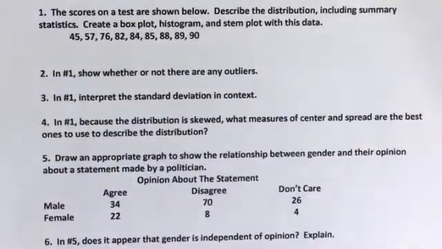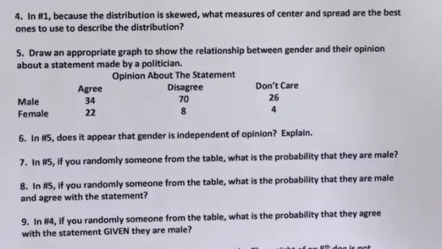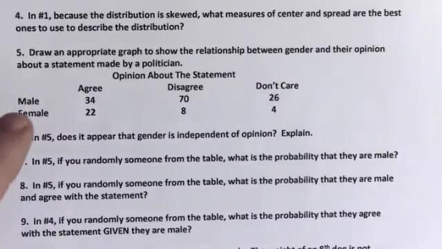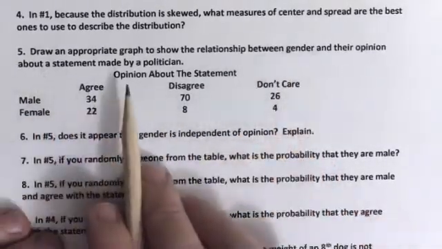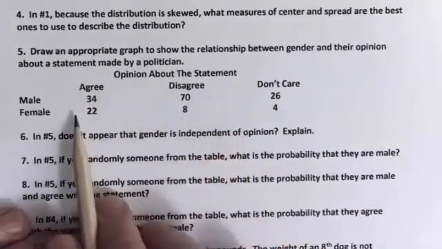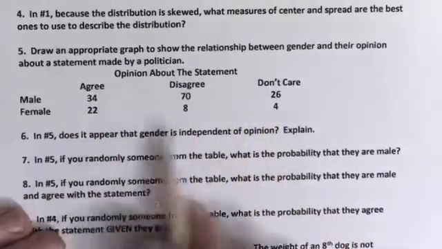All right, so then number 5. That's all that I did with quantitative data. Now let's look at some categorical data where we have categorical variables. This says draw an appropriate graph to show the relationship between gender and their opinion about a statement made by a politician. So it has this group of people, and they were either male or female, and they either agreed, disagreed, or didn't care about this opinion. And so there's the values.